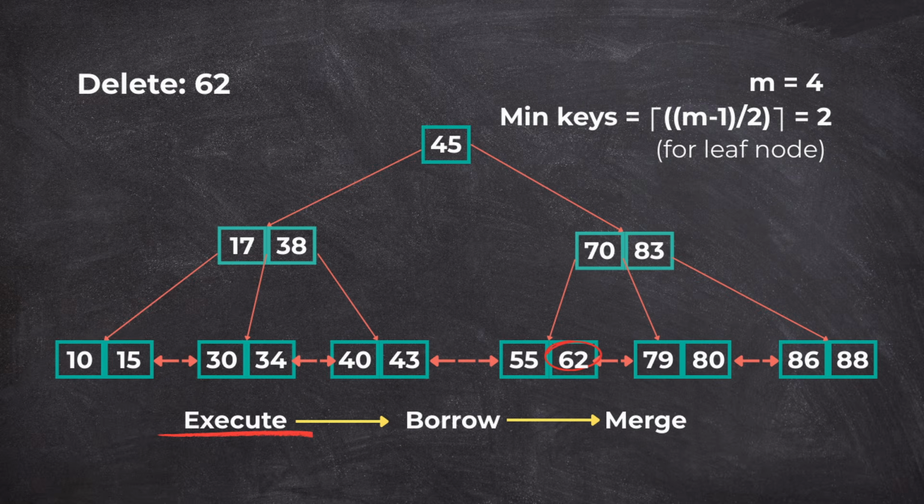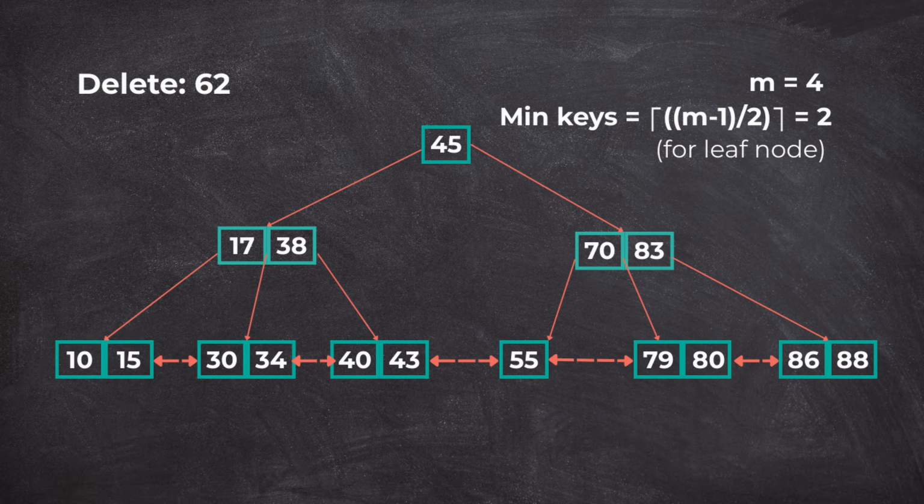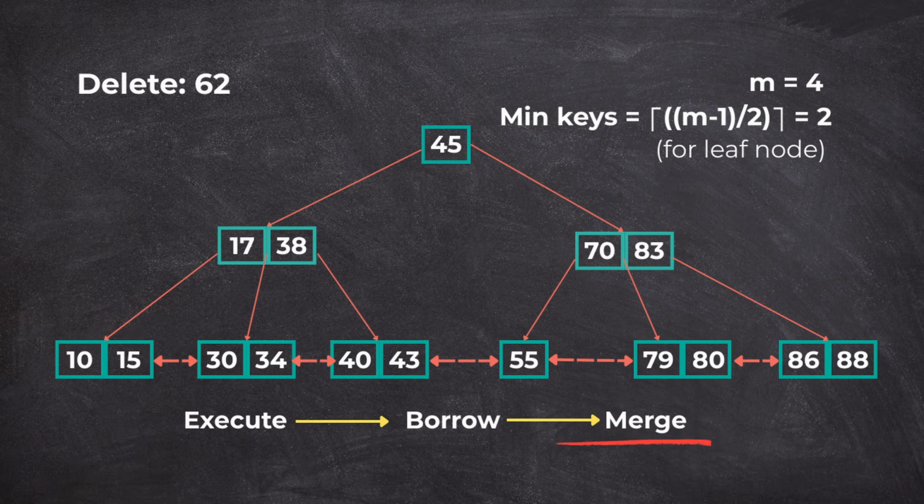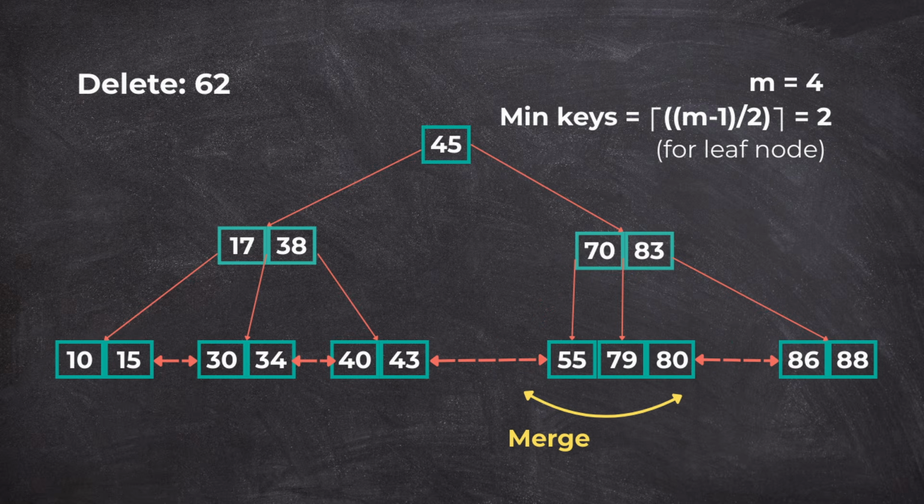So let's delete 62, so that leaf now contains just 55. In an order 4 tree, a leaf must have at least 2 keys, so this is an underflow. We check if borrowing is possible, but the sibling 79, 80 already has the minimum, so it can't lend. The last option is merge. To merge, we simply combine 55 with the sibling 79, 80, making 55, 79, 80, and then remove the parent key 70. In a B+ tree, 70 is only a separator, so it's fine to delete it.